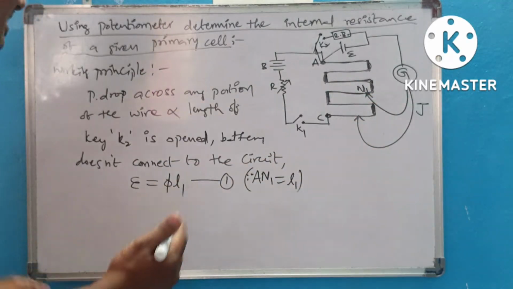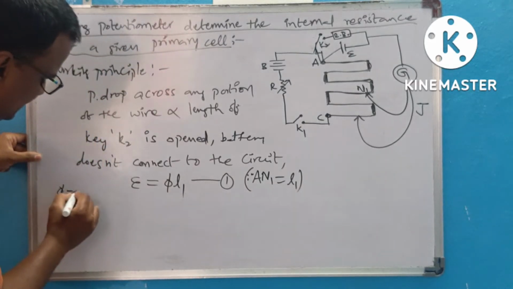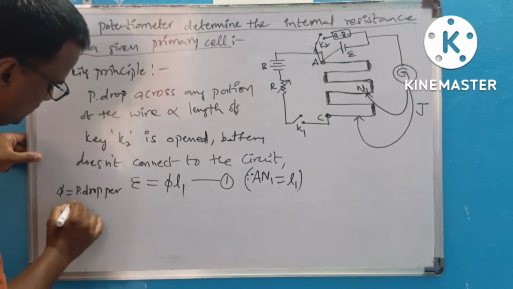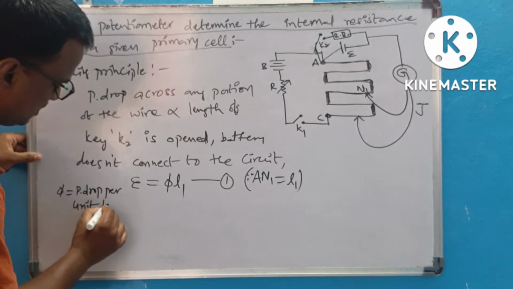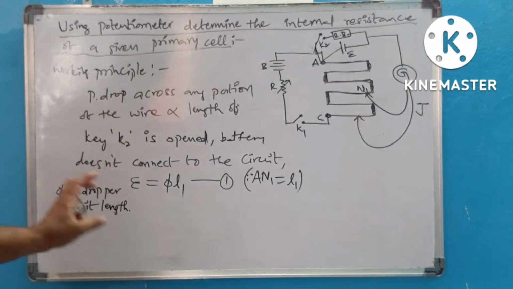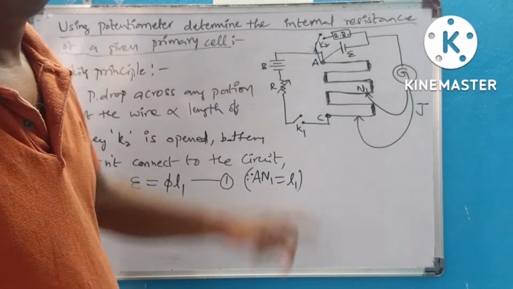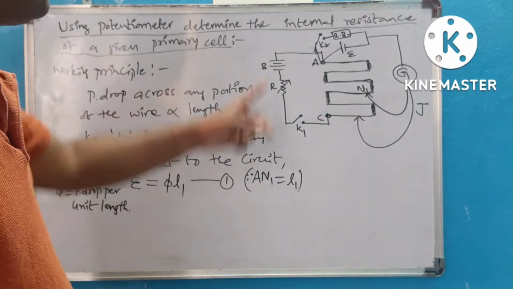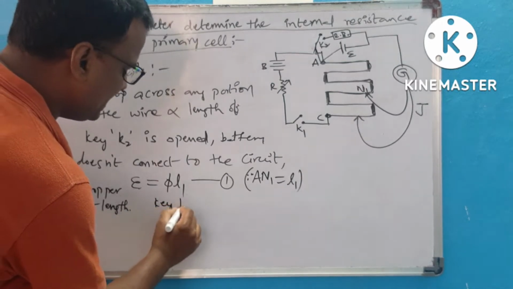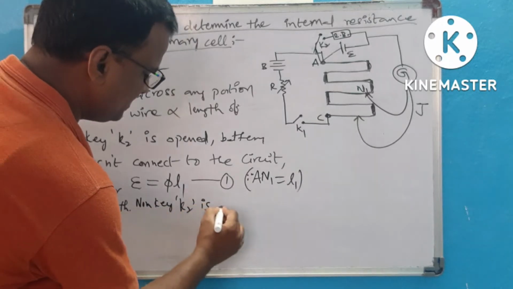So here what is phi? Phi is potential drop per unit length. So phi is called potential drop per unit length. Therefore now we can close the key K2. Key K2 is now closed.